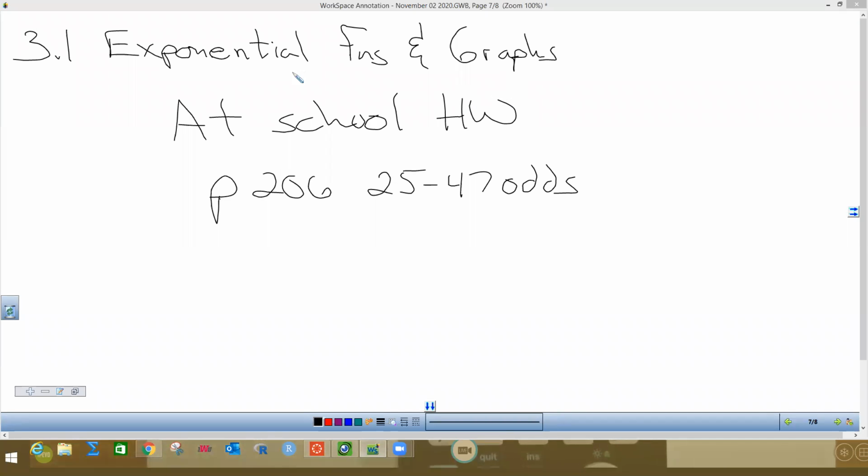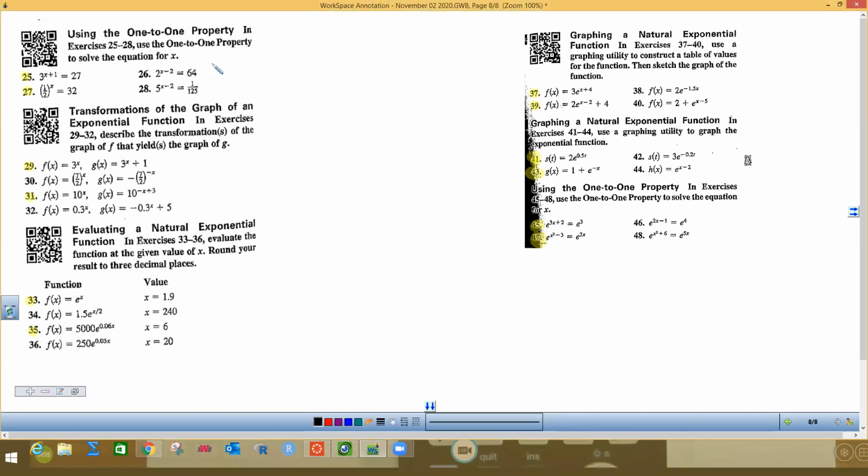All right, this is the at-school homework for 3.1 exponential functions and graphs. Got page 206, 25 to 47 odds to do. I'm going to do some of these with you. So this first problem says use the one-to-one property. This one also says one-to-one.